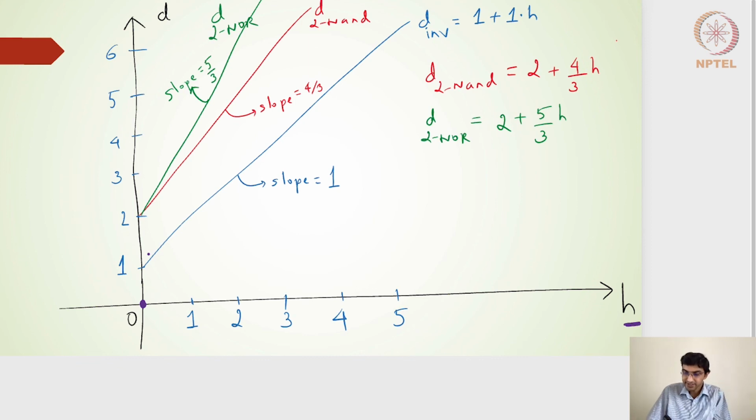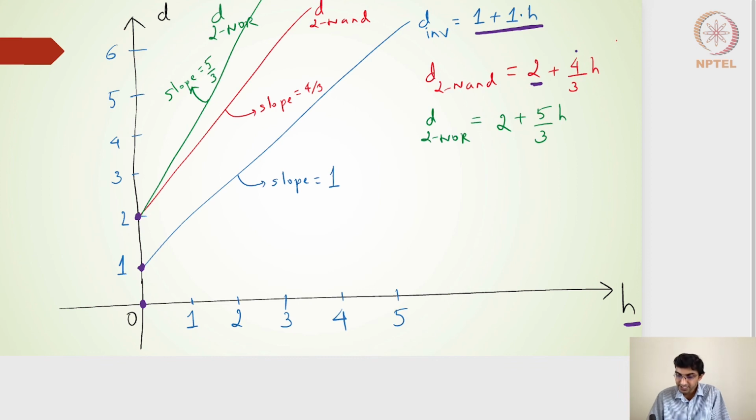So in that case, if I consider the inverter, the linear delay model says the normalized delay is 1 plus 1 into H. So if H is equal to 0, it will be 1, which states that its own parasitic delay is actually 1. If I consider the 2-input NAND gate, it is nothing but 2 plus 4 by 3 H. So the 2-input NAND gate is this one. It will start from 2 because when H is equal to 0, it is 2. This 2 value denotes that it is due to its own parasitic capacitance. There is a delay of 2. And then I will have this particular profile.